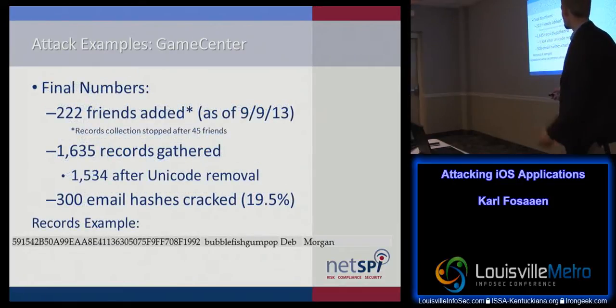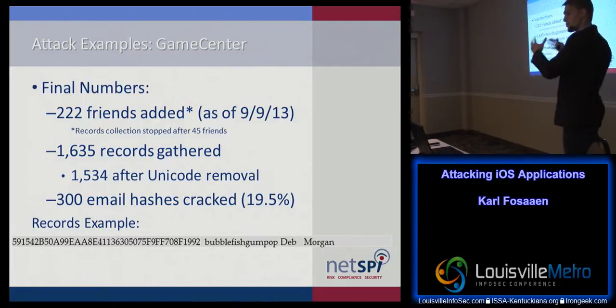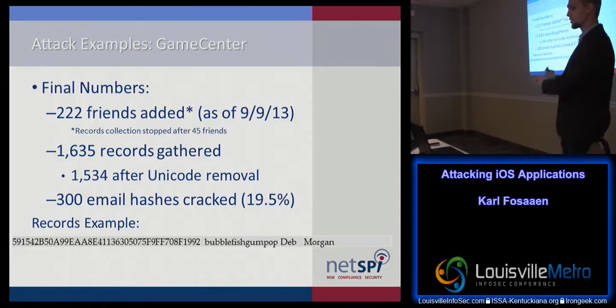So, final numbers. I actually stopped collecting records and email hashes after I got 45 friends. As of like two weeks ago, I have 222 friends. I can't stop the people from adding me because I keep showing up as a recommendation for other people. So I either need to unfriend everybody on Game Center or just give up on it all because I keep getting new friends added. I stopped collecting all of these records after 45 friends, so you can get the idea of how much this starts to spider out.